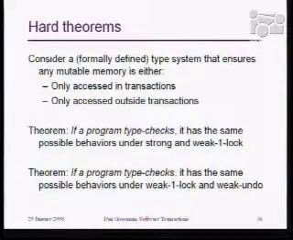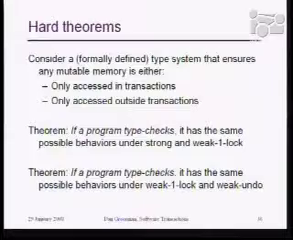Now that's a very strong requirement. It deems our privatization code wrong. But at least we can prove that under that strong requirement, all of these distinctions between the languages go away. That's exactly what we did. We proved that if a program type checks, then any program behavior it has under strong, it has under weak one lock, and any behavior it has under weak one lock, it has under weak undo.